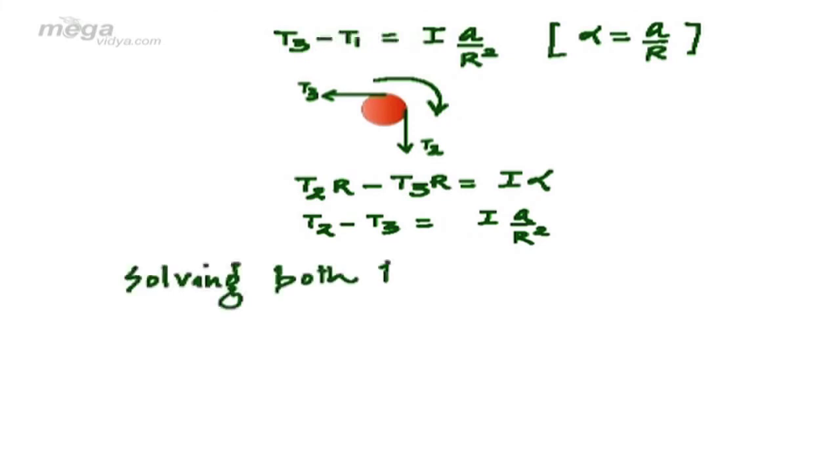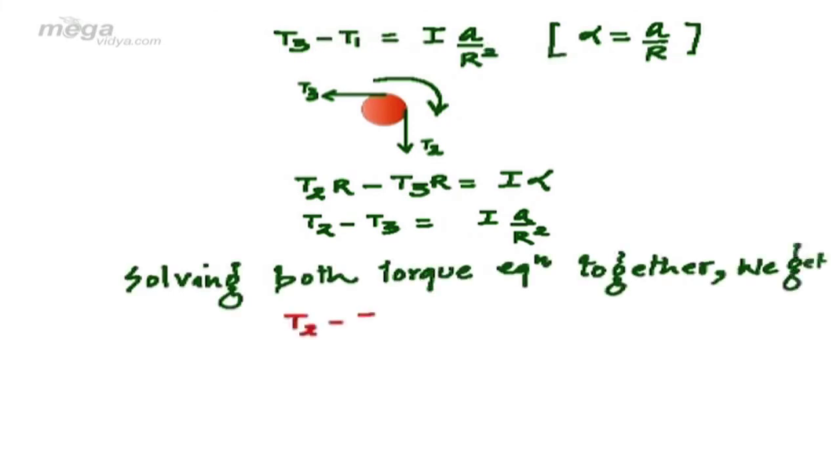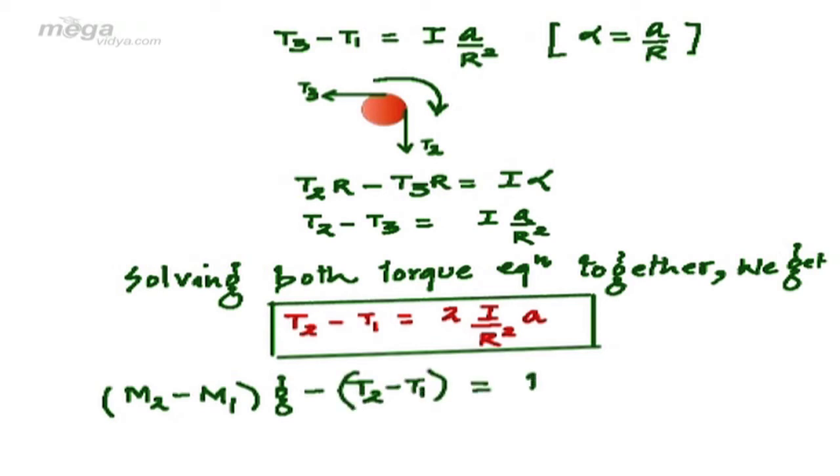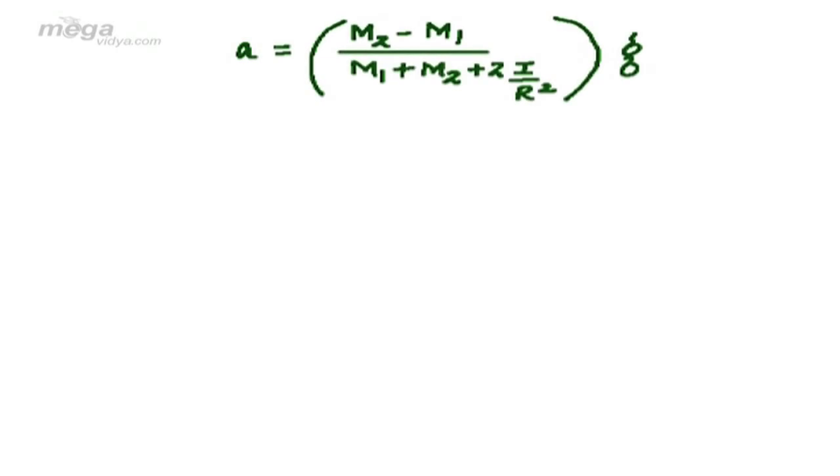Solving both the torque equations together, we get T2 minus T1 equal to 2I upon R square multiplied by A. Putting the value from the torque equations in the cluster equation, the equation was (m2 minus m1) whole g minus (T2 minus T1) equal to (m1 plus m2) whole a. Putting the value of T2 minus T1 from the above equation, we will get the resultant acceleration on solving, which will be the required acceleration.